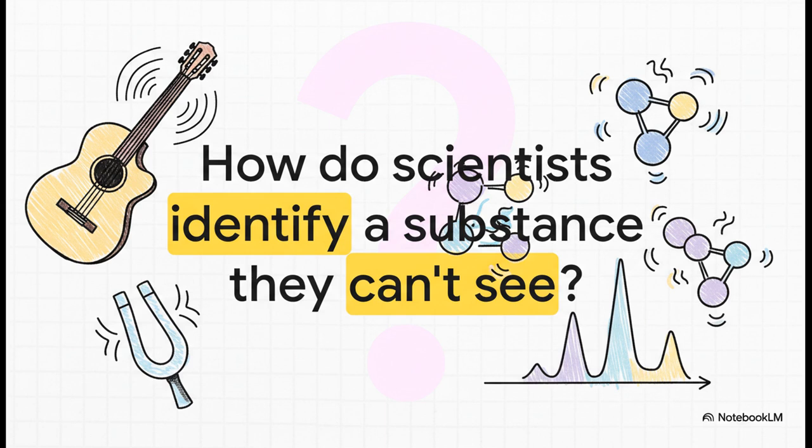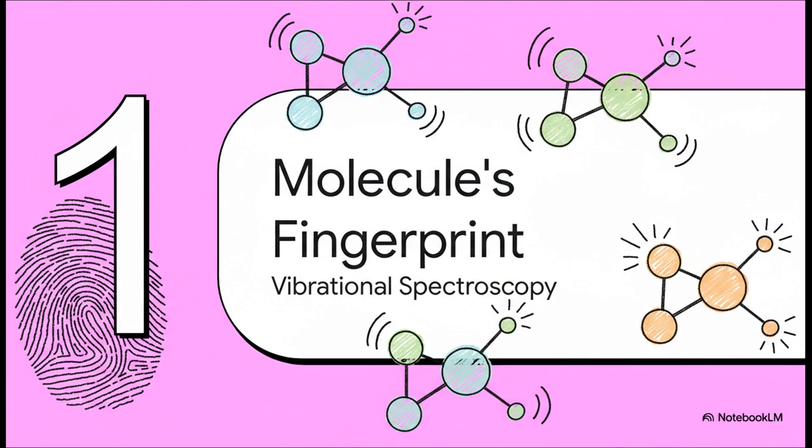Well, imagine you could tell the difference between a guitar and a violin just by the sound they make. It's kind of like that. You see, molecules aren't just sitting still. They're constantly moving, constantly vibrating at their own unique frequencies, almost like they're humming a little tune that only special instruments can hear. And that idea is at the heart of what we call vibrational spectroscopy.